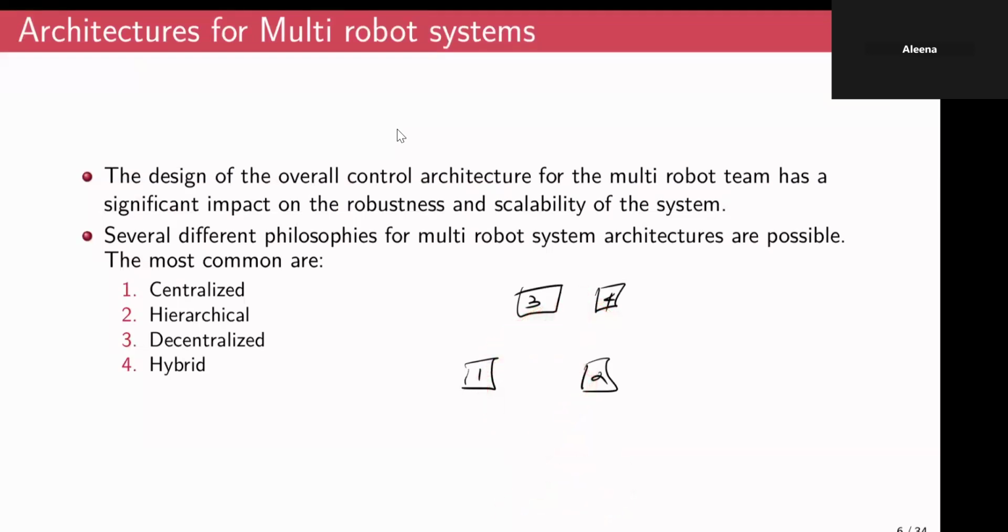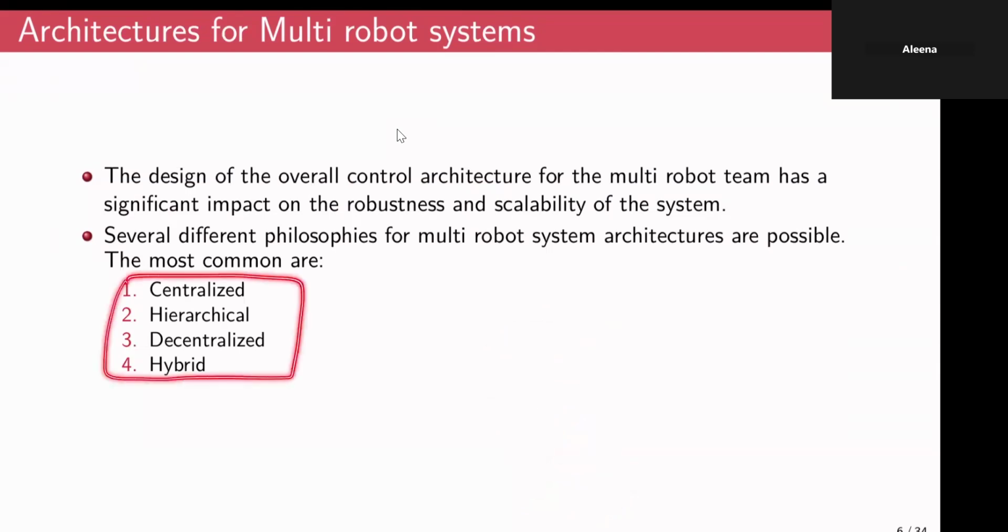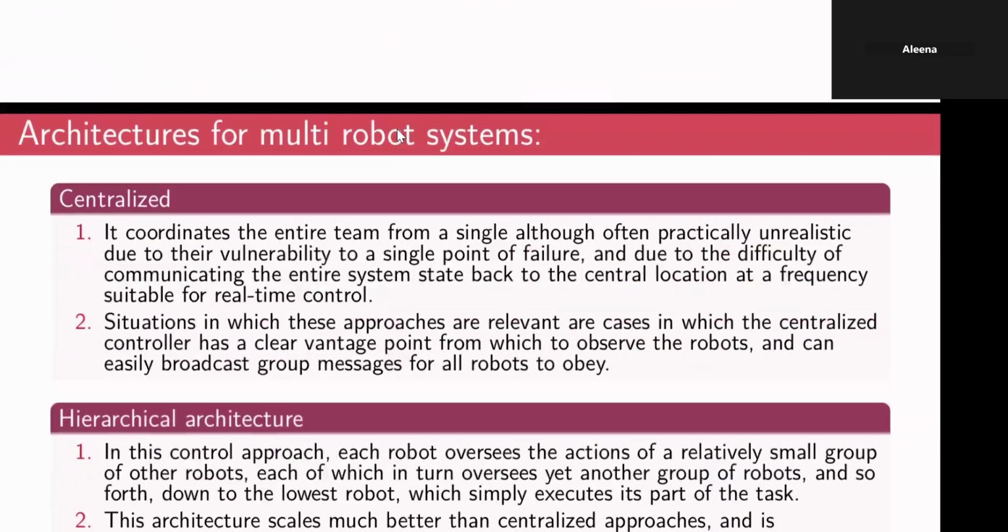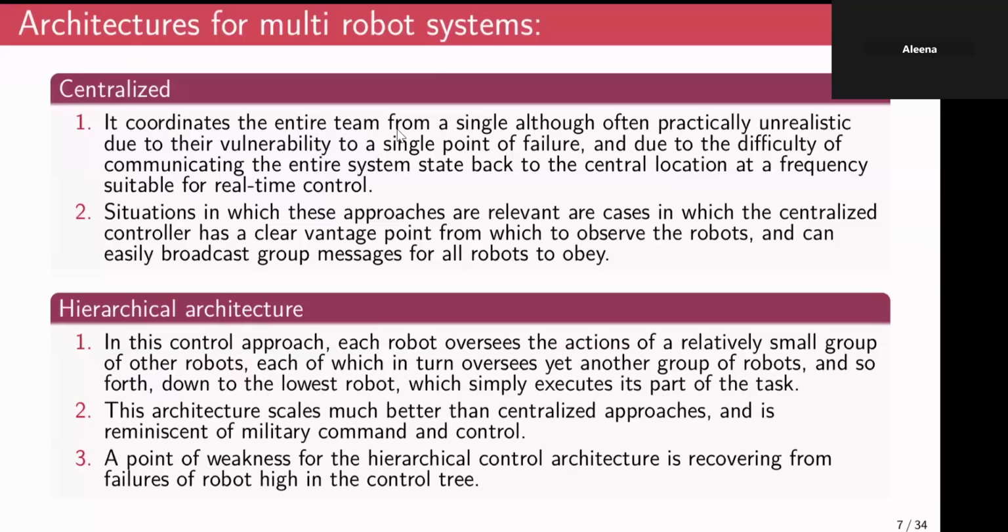So that is what we discuss in the control architecture, and there are four different philosophies that are commonly employed, which are named as centralized control, hierarchical control, decentralized control, and hybrid control. So let's have a brief overview of their definitions. These are not very complicated. They are very straightforward once you have gone through the definitions.